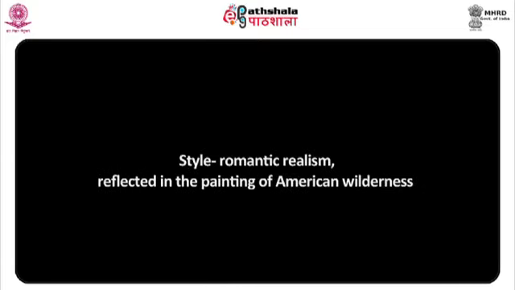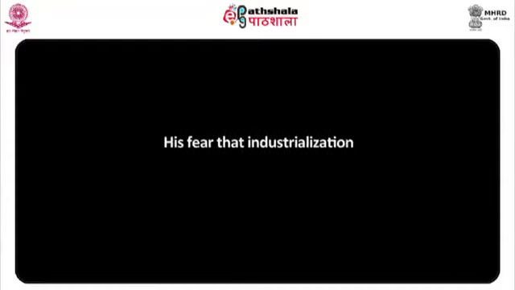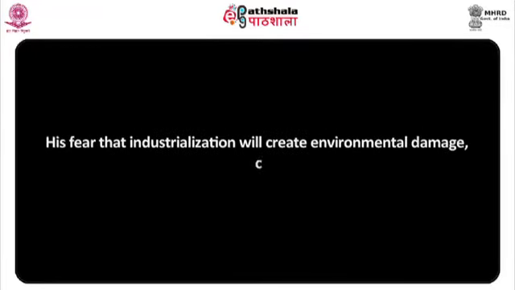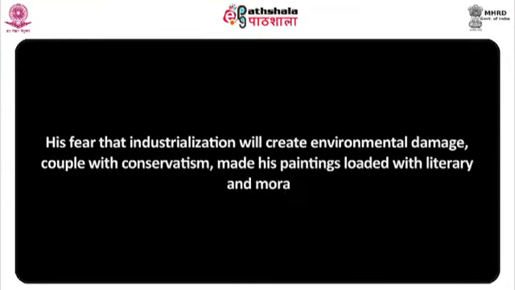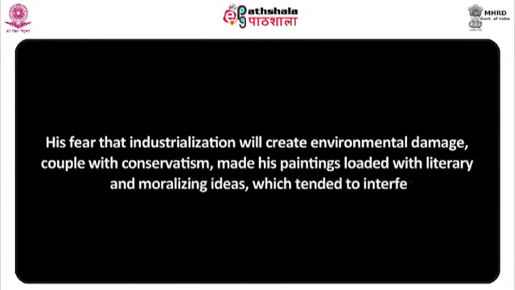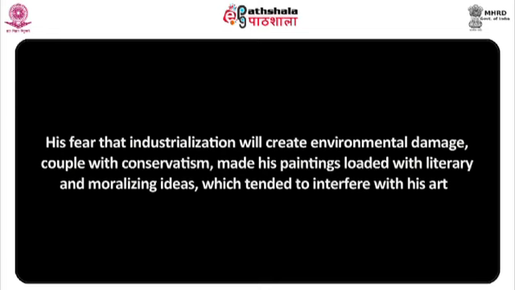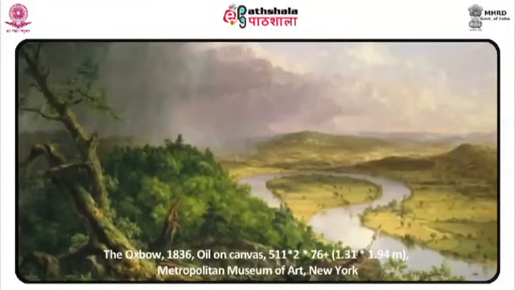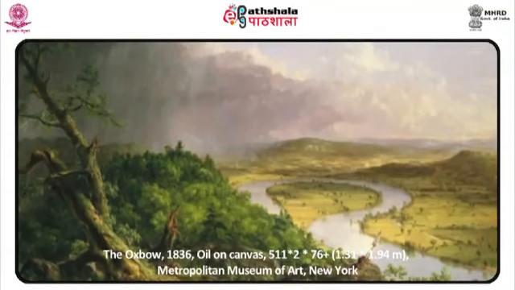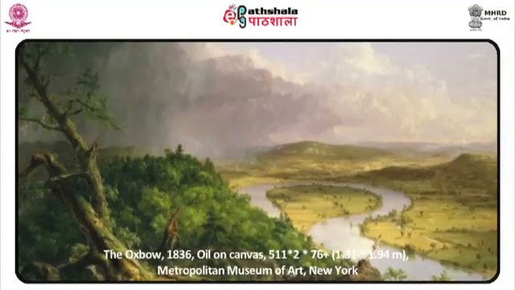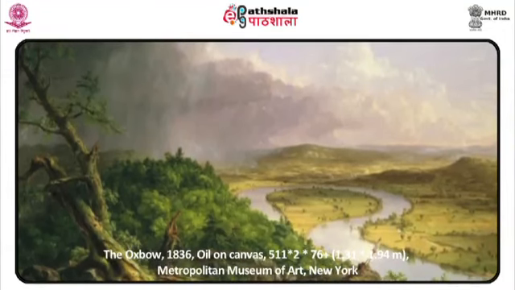His fear that industrialization would create environmental damage, coupled with conservatism, made his paintings loaded with literary and moralizing ideas, which tended to interfere with his art, much like Turner. The Oxbow is considered to be one of his view paintings, representing a specific place and time.